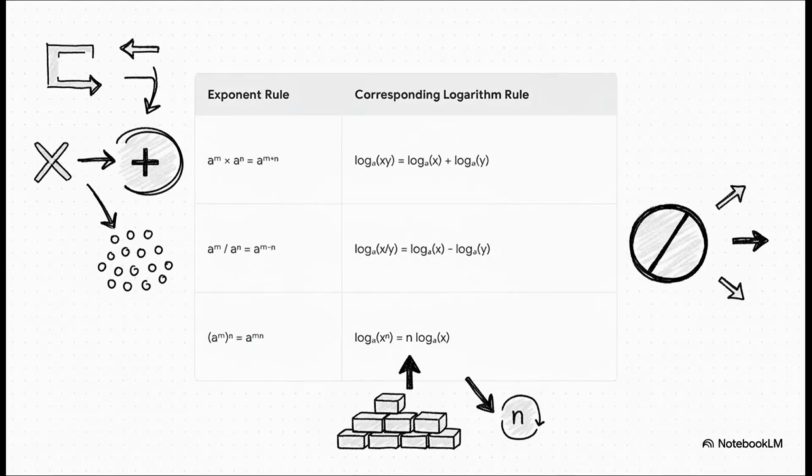And this connection gets really, really powerful when you look at the rules. Basically, every rule you learn for exponents has a matching rule for logarithms. You know that rule that lets you add exponents when you multiply numbers with the same base? Well, that translates directly into a log rule that lets you turn multiplication inside a log into simple addition. It's an absolutely amazing shortcut.